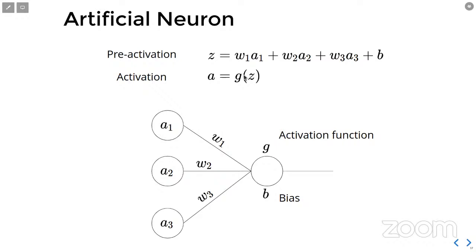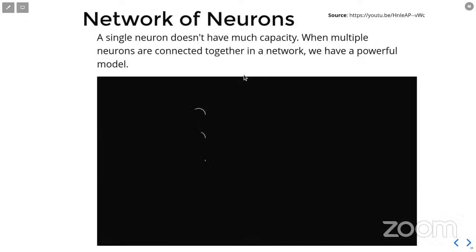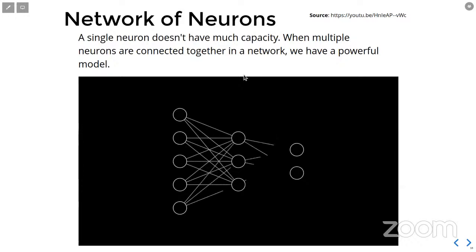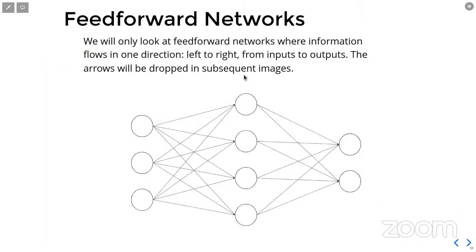So if you put together a network of such neurons, we get a neural network. And then what we mentioned was that we'll be looking at only feed-forward networks. So all connections will be from left to right. They'll always move forward. There won't be any loops. If you think about it in graph theoretic terms, this is a directed acyclic graph.